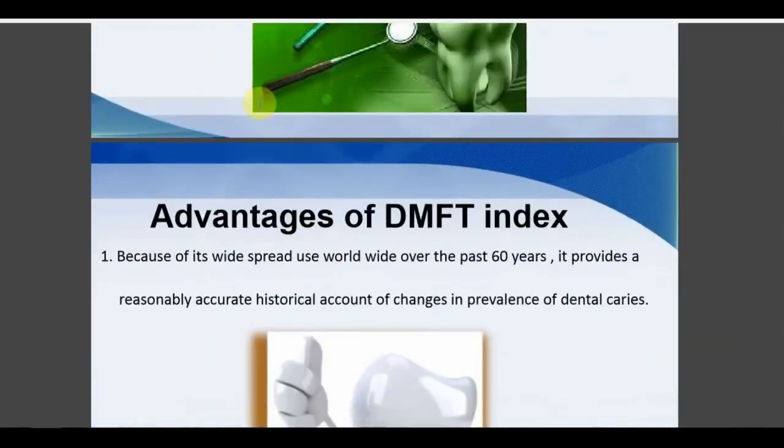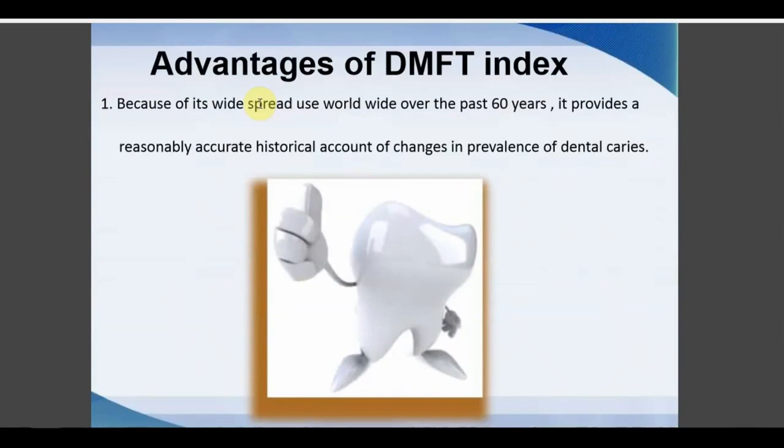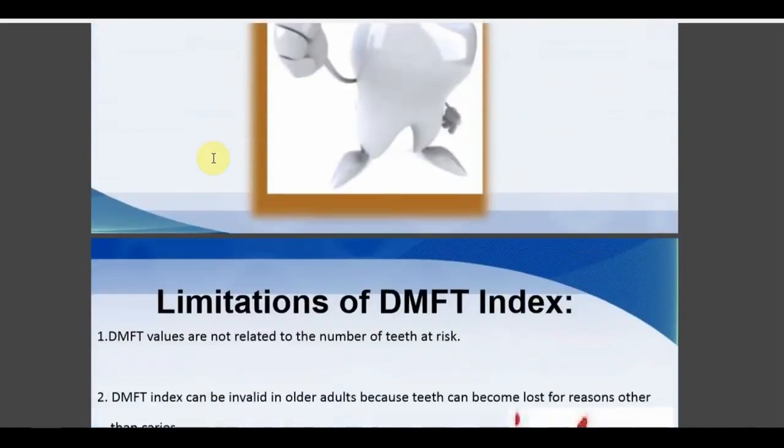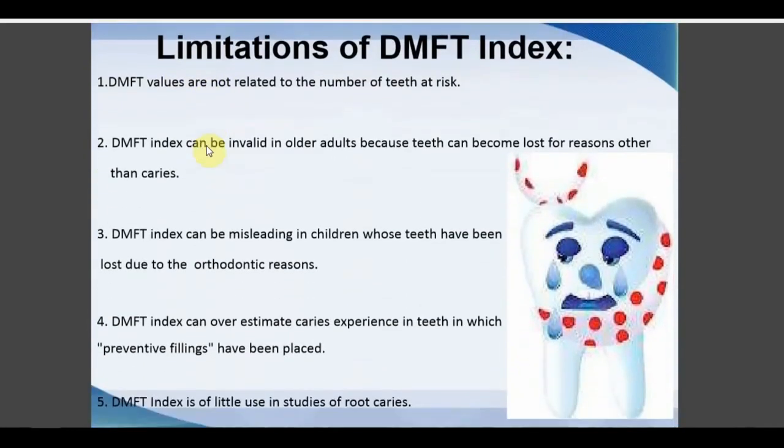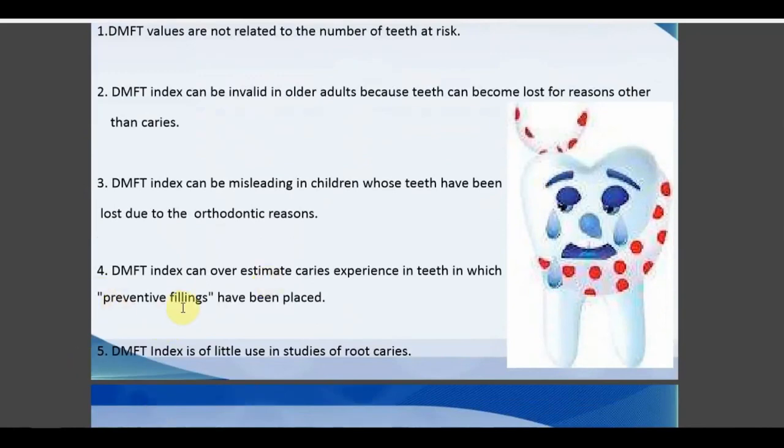So what are the advantages? Because of its widespread use, it has been used for almost 60 years, and it gives a reasonably accurate historical account of changes in the prevalence of dental caries. But the limitations we already discussed: values are not related to the number of teeth at risk. The DMFT index can be invalid in adults because teeth can be lost for reasons other than caries. It can be misleading in children whose teeth have been lost due to orthodontic reasons. It can overestimate because of preventive fillings such as pit and fissure sealants. The DMFT index is of little use in studies of root caries.